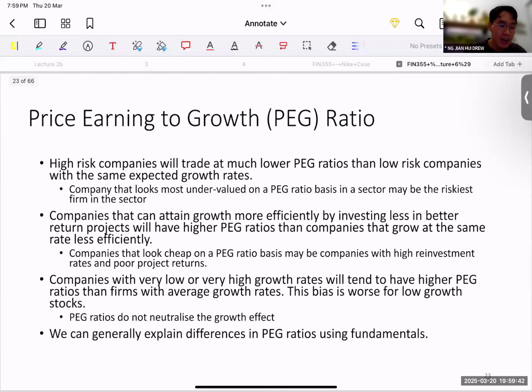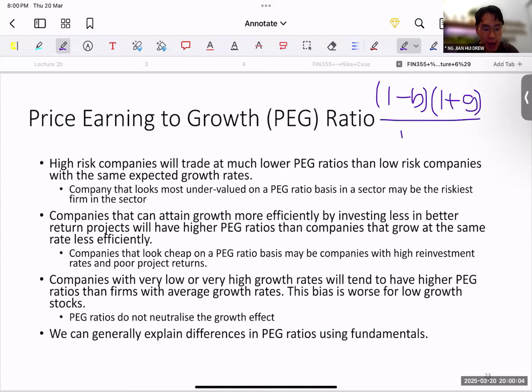So for PEG, a high risk firm will trade with a much lower PEG than a low risk company with the same growth. So let's understand this again, right? I'm going to take my leading PE: (1 minus b)(1 plus g) over (r minus g). And for your PEG, you divide this by g, right?